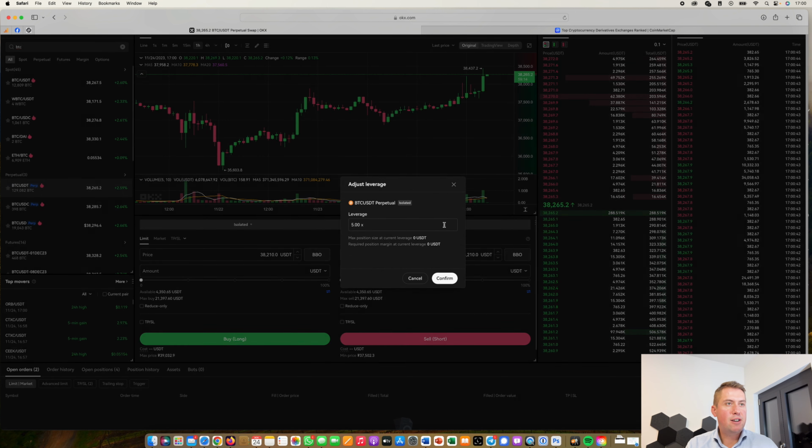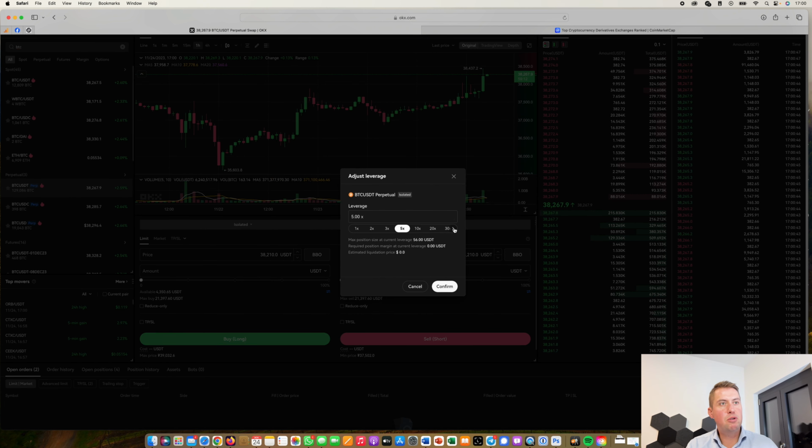Then you can select your leverage. So for Bitcoin, it's up to 100x. However, I wouldn't recommend using 100x leverage. That basically means if you open up a position, you can use a leverage of 100x. So if you have $1,000, you can theoretically open a position worth 100,000 US dollars. However, if the price moves just 1% against you, your whole position would be liquidated.